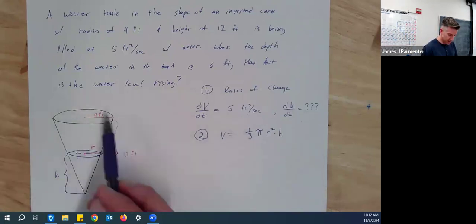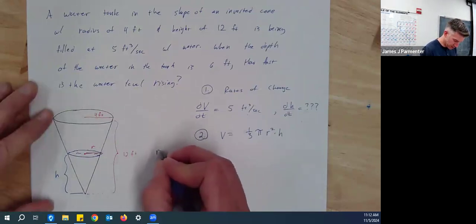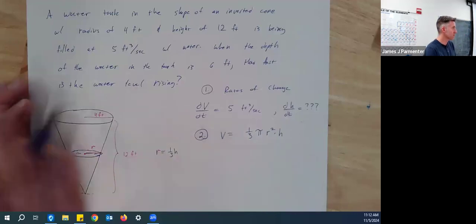We're just going to take this picture here, this cone, and find R in terms of the height. Here's the easy way to do it. What's the radius of the big cone? What's the height of the big cone? What fraction of the height is the radius? A third. Perfect. The radius is 1/3 the height.